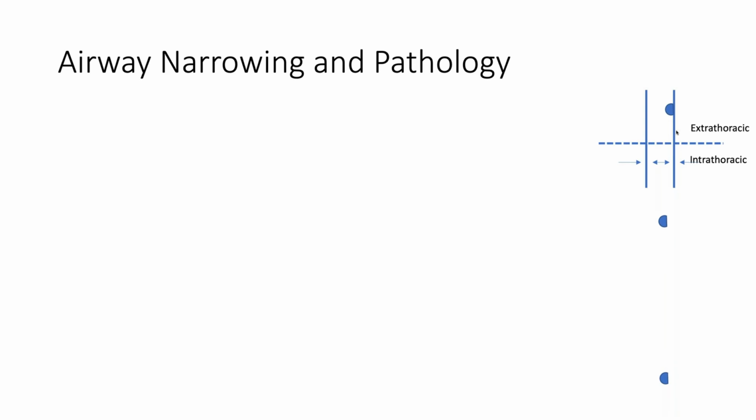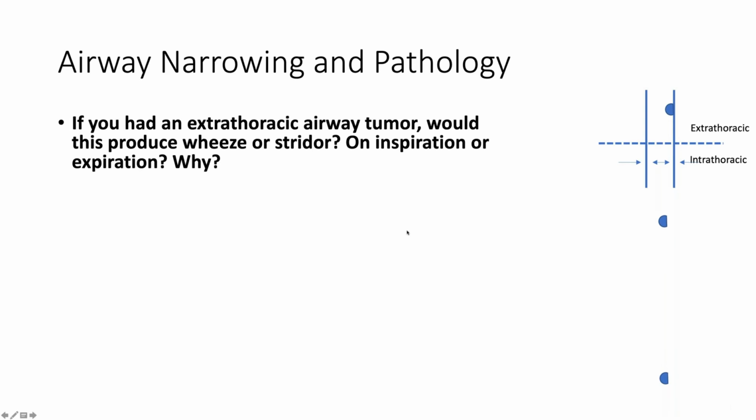Think of your thorax, right? Anything outside of it. Good question. All right, so Priyanka, if you had an extrathoracic airway tumor, because this is where this comes into play, would this produce a wheeze or stridor? And would it be on inspiration or expiration, and why? All right, Ruru, what do you think?